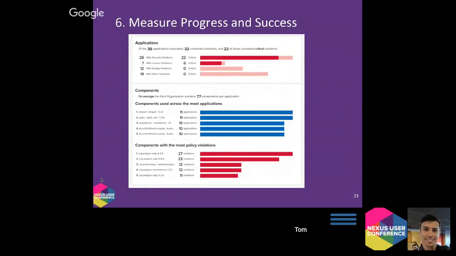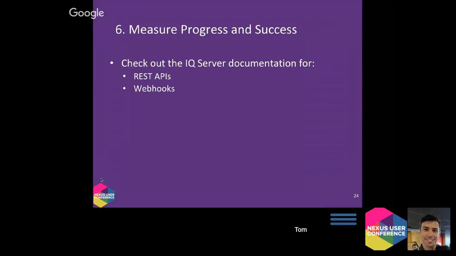Some other things that are there really get a good snapshot, through success metrics, of the components used across the applications. But then I really like the last one, components with the most policy violations. That starts to help you look at architectural issues and really start to prioritize and focus your remediation efforts.